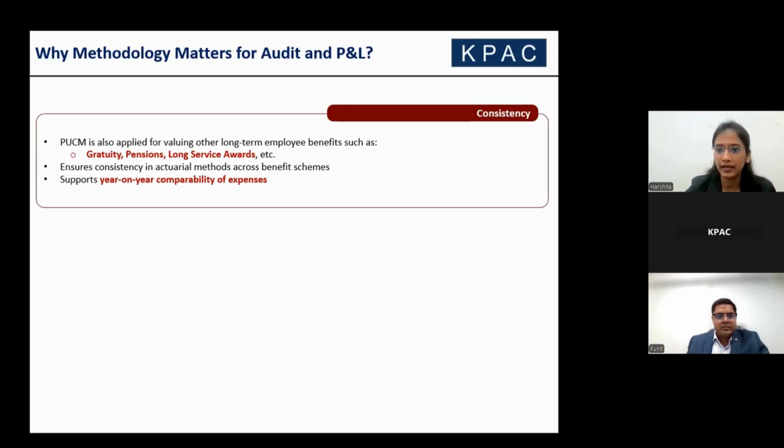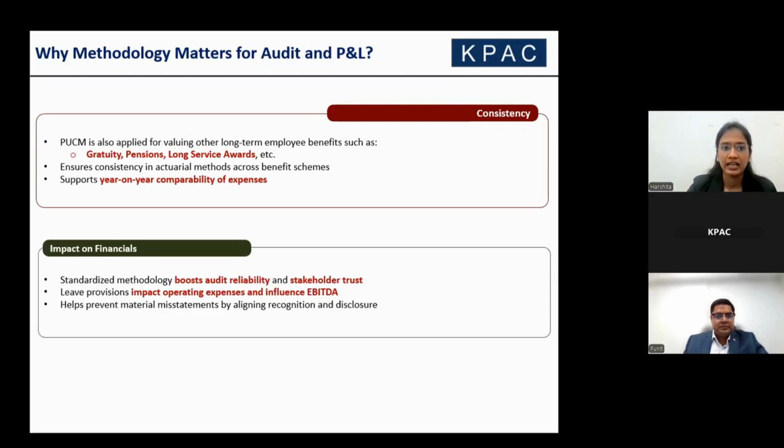Okay, coming to consistency, PUCM is not just for leave benefits. It's also applied for valuing other long-term benefits such as gratuity, pensions, and long service awards. So this uniformity across different benefit schemes ensures consistency in actuarial methods, making year-on-year comparability of expenses much easier and more reliable.